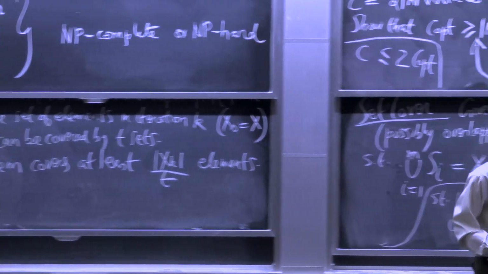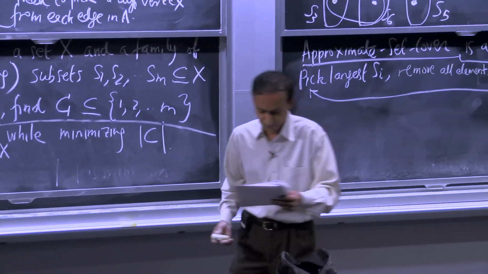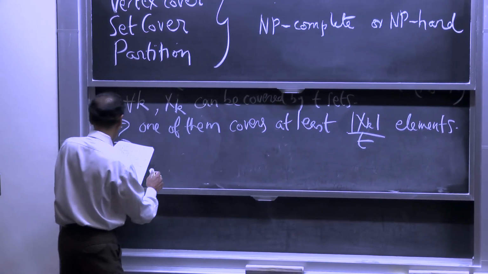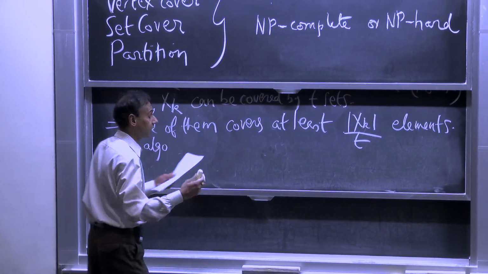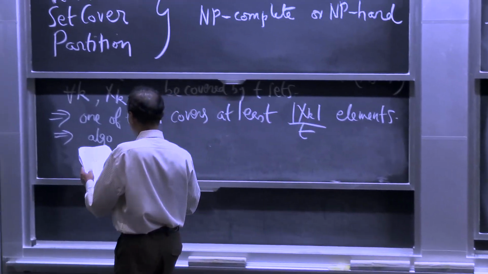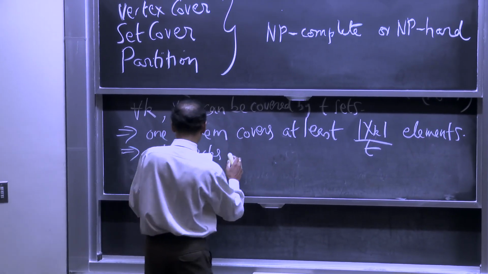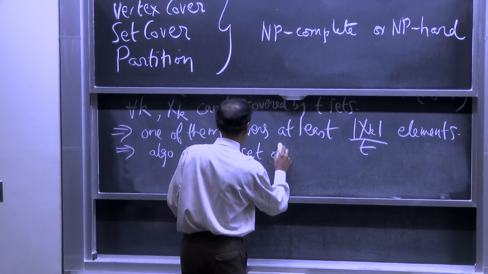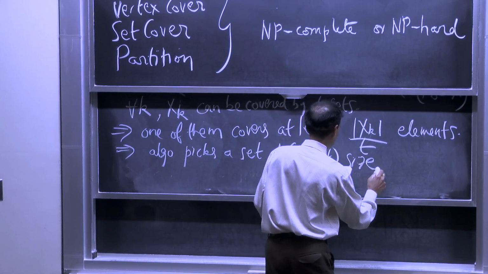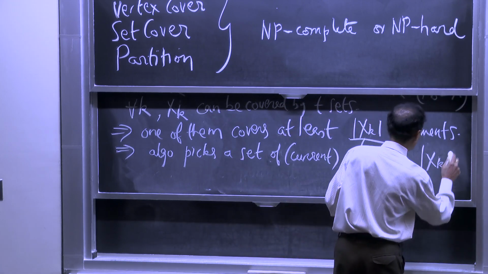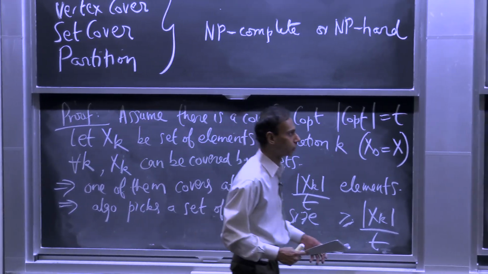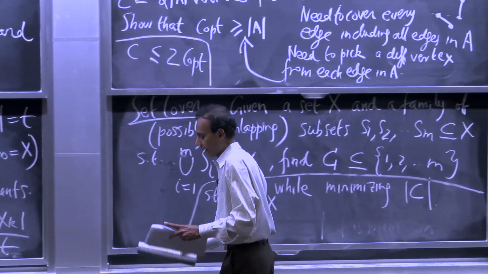Okay, so that's it, right? That's the observation. And now that implies that an algorithm, because it's going to pick the maximum of these, right? The algorithm is going to pick the maximum of these. So it's going to pick a set of current size greater than or equal to xk divided by t. Otherwise, the algorithm would be incorrect. It's not doing what you told it to do, right? It's got to pick the maximum.